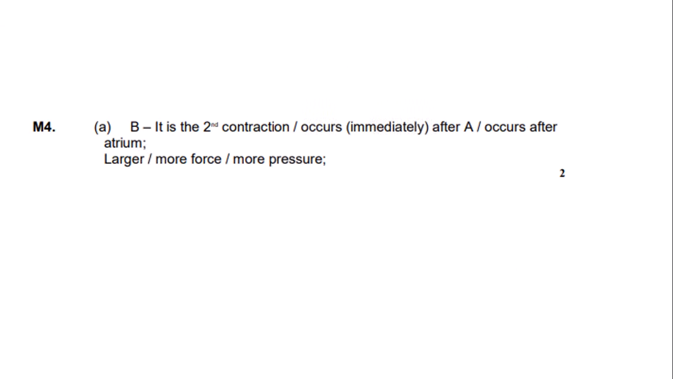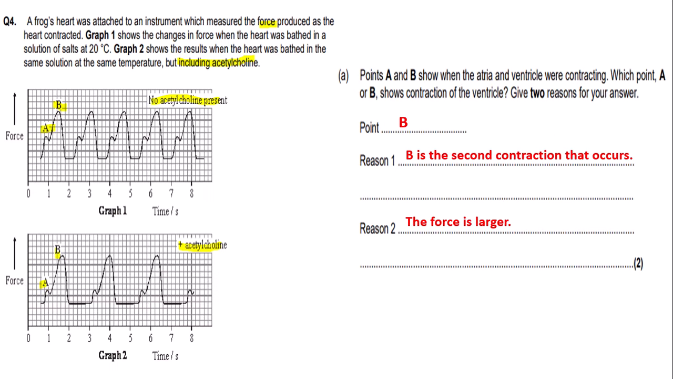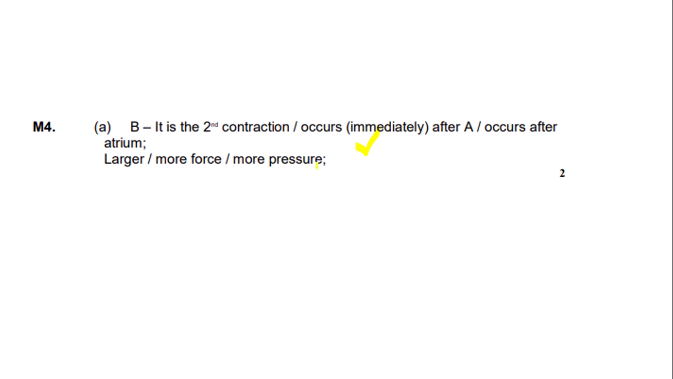So let's look at the mark scheme. It says B, so we'll get that mark, because it is the second contraction, or you can put that it occurs immediately after A, or just that it occurs after the atrium. We put that it is the second contraction, so we would get that mark. Also, the second marking point says larger, or more force, or more pressure. We put that the force is larger, so we would get the second mark. So we would get both marks for this question.